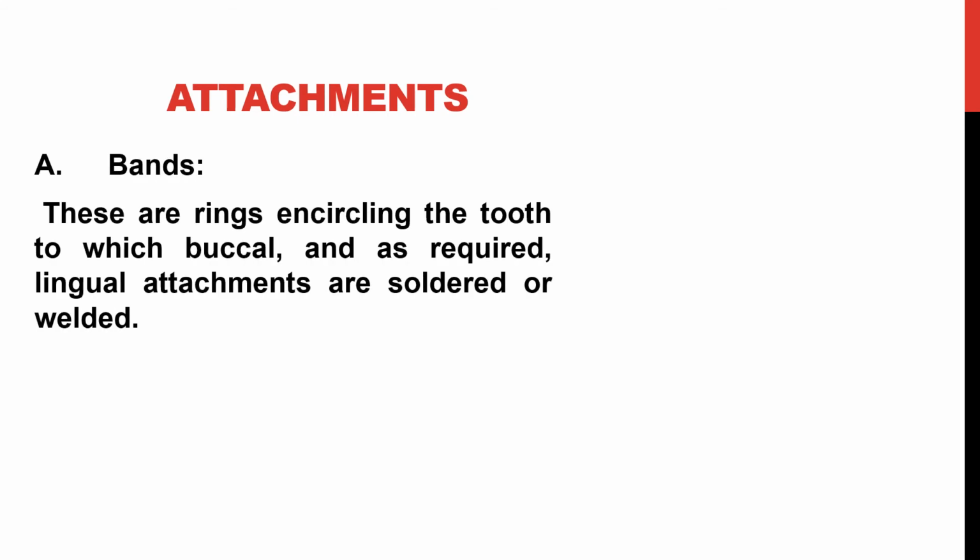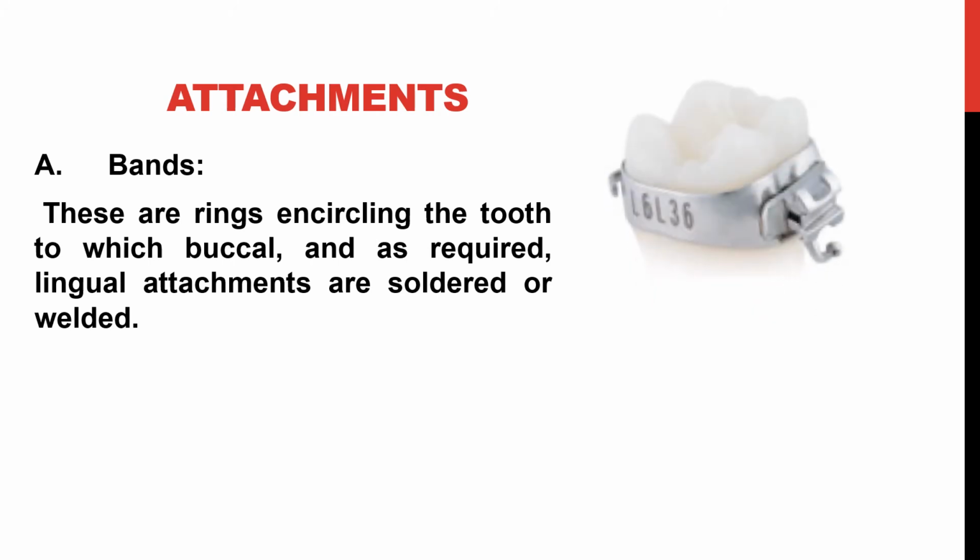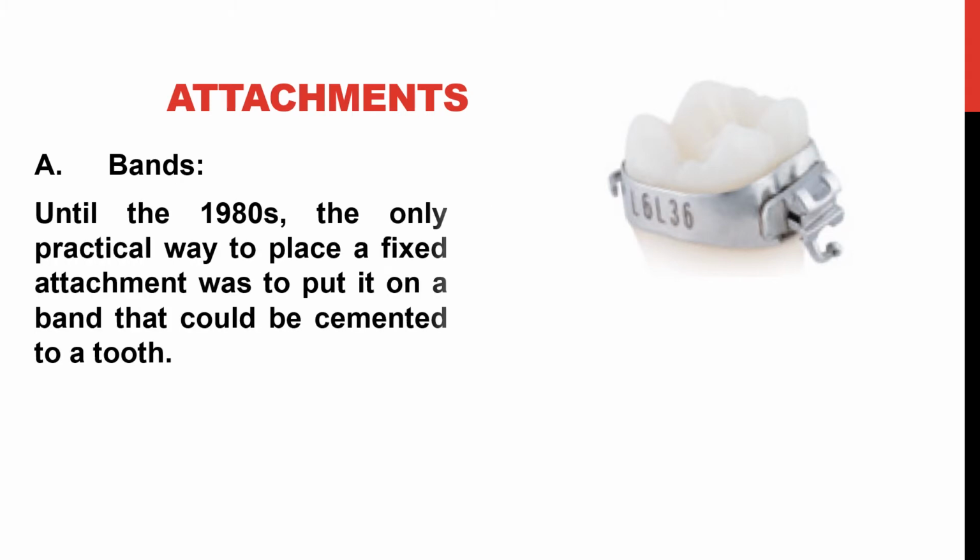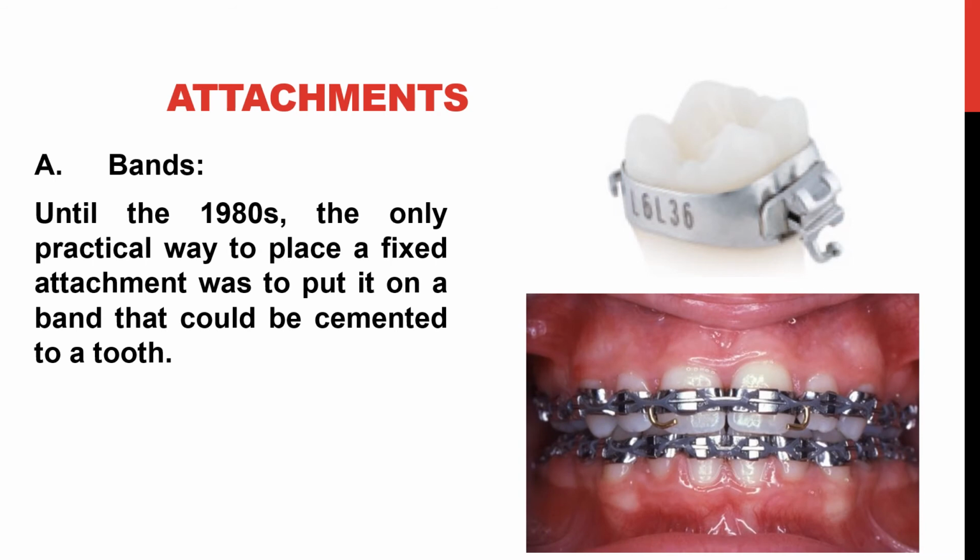The first type of attachments are bands. Bands are rings which encircle the tooth, to which buccal and sometimes lingual attachment are soldered or welded. Until the 1980s, the only practical way to place a fixed attachment was to put it on a band by welding or soldering. Then the band could be cemented to a tooth.